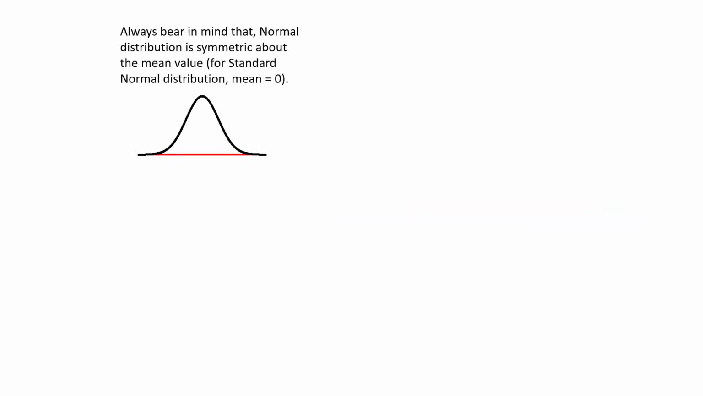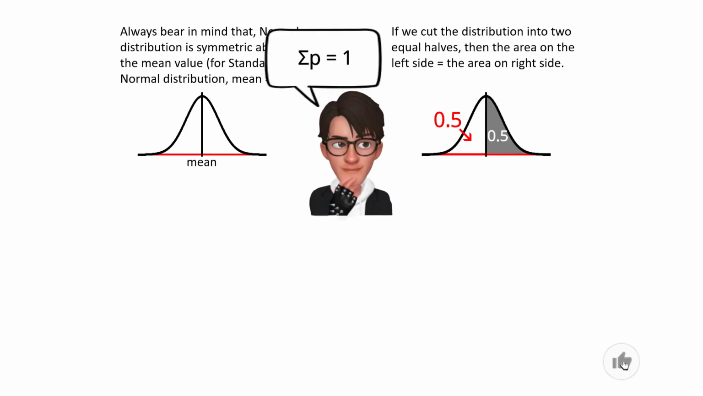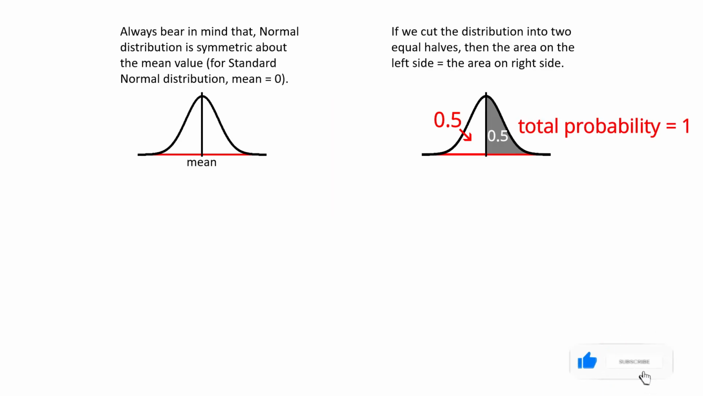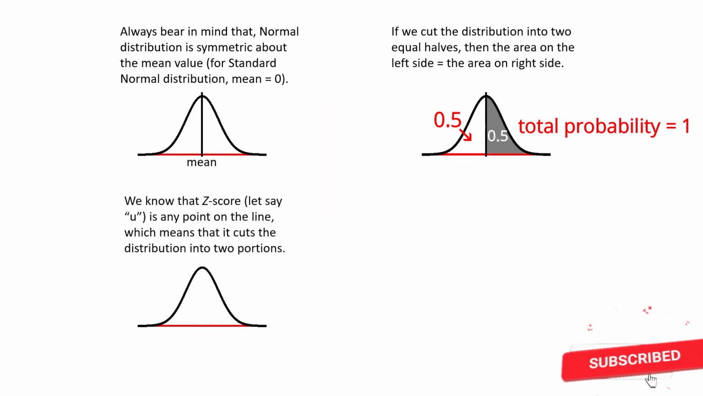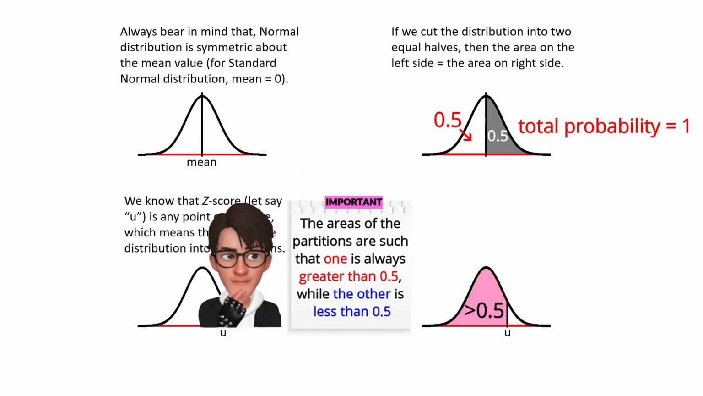Recall that normal distribution is symmetric around the mean value. Equally dividing the distribution yields equal areas on both sides, with each side accounting for 0.5 of the total probability, which is 1. However, any non-zero Z-score partitions the distribution unequally, with one side having more than half the probability and the other side having less.